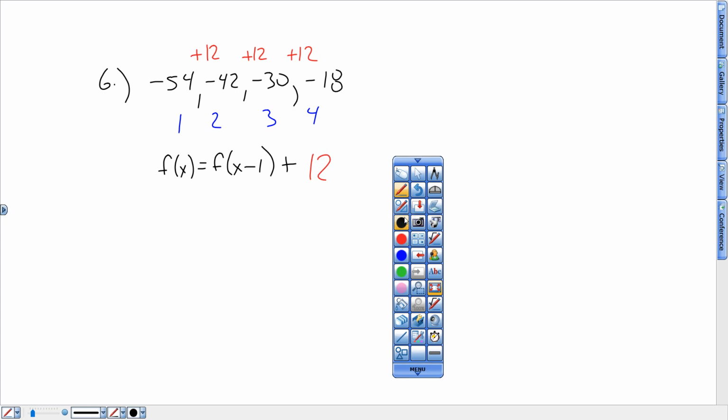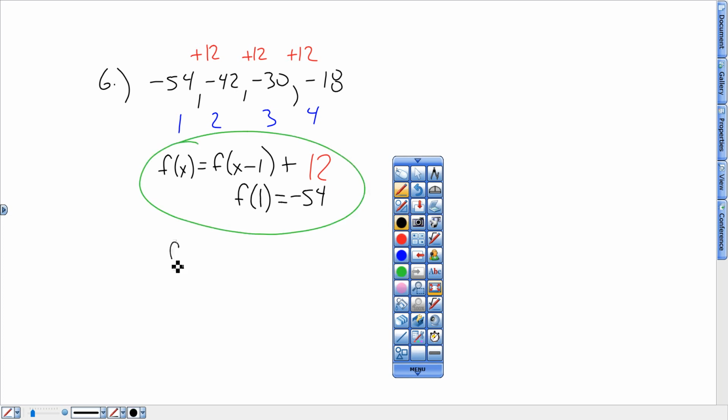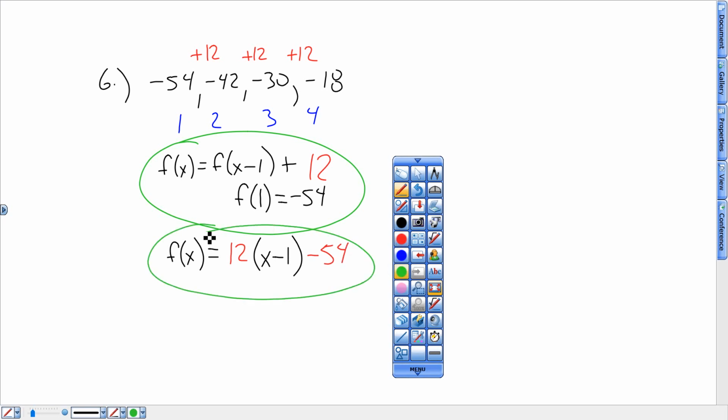First term right there, if I was to list it, is f of 1 equals negative 54. Recursive. If I was to do explicit, get in the habit of just jumping straight to that first term. Don't try to get fancy. Explicit with that same 12 in front of x minus 1 plus or minus that first term number, negative 54. That's my suggestion right there. Otherwise, you're having to backtrack and take away 12. And some people struggle with that.